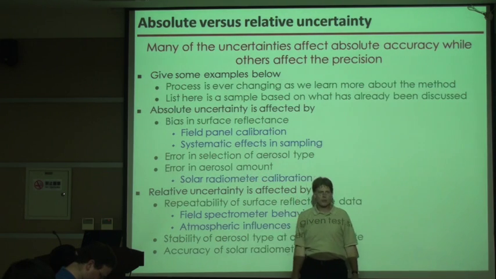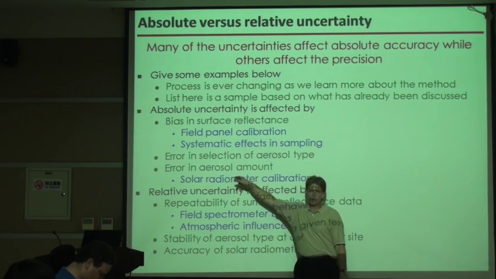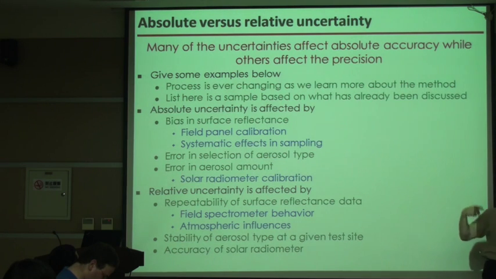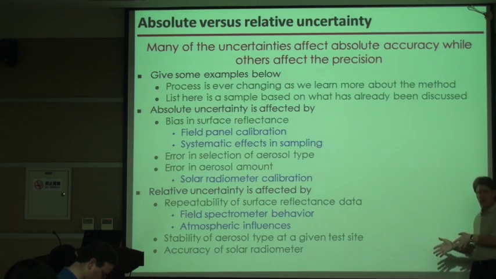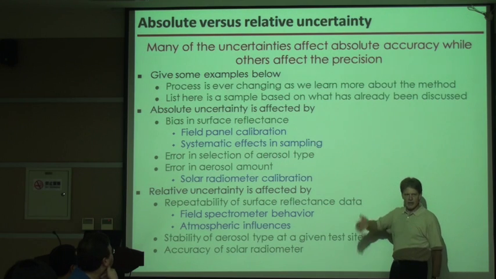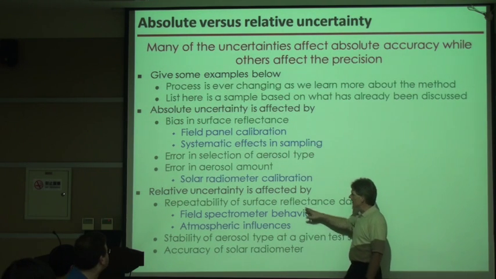Error in the aerosol amount. What's nice is this one creates a bias, but the advantage we have is it tends to be a random bias, and that's one of the good ones. What's tough is it usually gets tossed in as a relative uncertainty, but in reality it is a true absolute uncertainty. It just happens to be a scatter. It's not typically a systematic one, because we periodically recalibrate the solar radiometer.